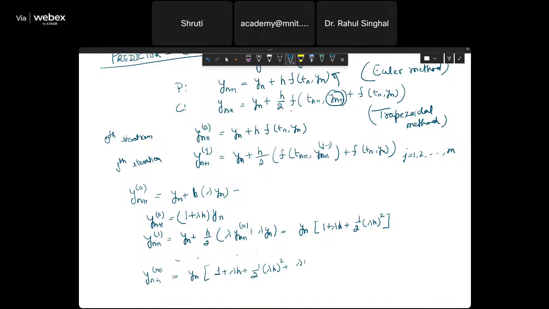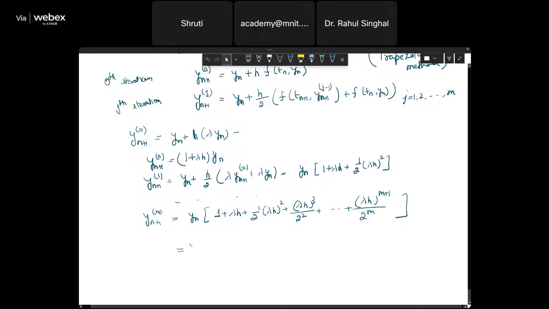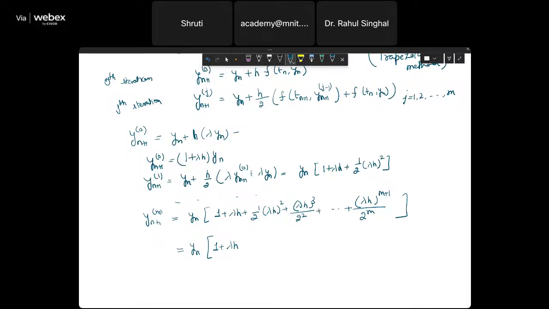Or this term will be lambda h cube by 2 square, plus so on. The last term will be lambda h to the power m plus 1 divided by 2 to the power m. Okay, so we can see the appearance of the geometric series over here, because we can rewrite this part as 1 plus lambda h into 1 plus p plus p square, and so on, p to the power m. Okay, where p is taken as lambda h by 2.